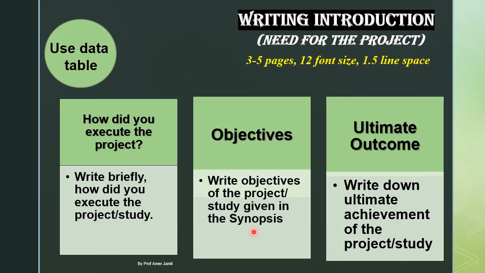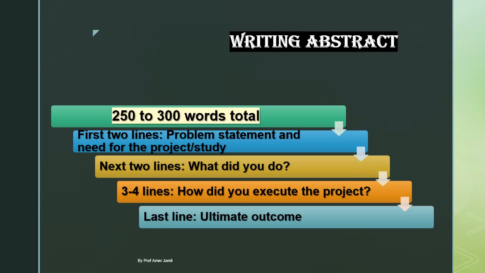So you may see my video on how to write a synopsis if you want more discussion on it. And then you give the ultimate outcome of your research in one paragraph. You write down what achievements you got out of this research or study. So you have to mention that.